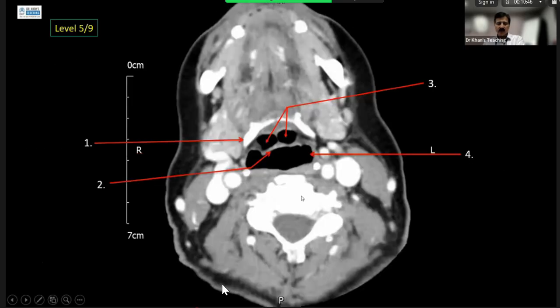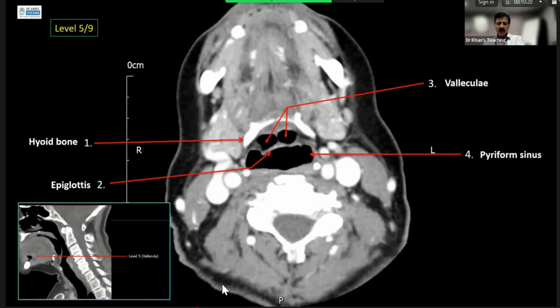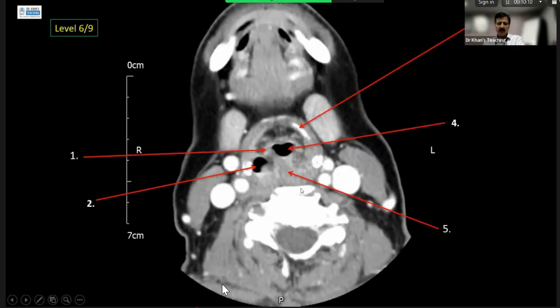Next level. What is number 1? Hyoid. And what are these? What is number 2? And number 3? And number 4? Yeah, correct answers: hyoid bone, epiglottis, valleculae, and just coming into view, the piriform sinus.